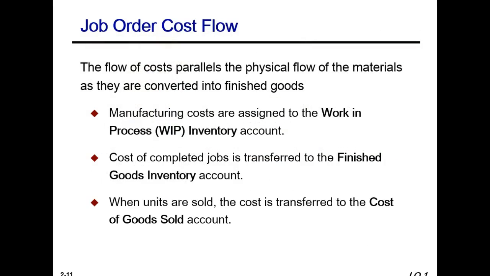Okay, the flow of costs parallels the physical flow of the materials as they get converted to finished goods when we're dealing with a job order system. Manufacturing costs get assigned to WIP. Cost of completed jobs are transferred to finished goods. And then when we sell that job, we transfer it to cost of goods sold.